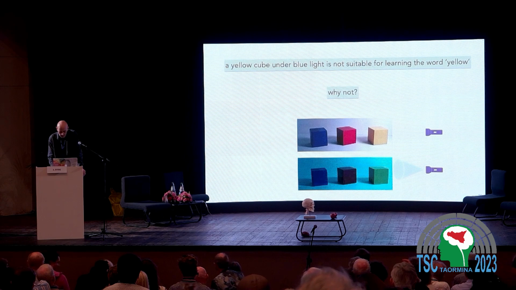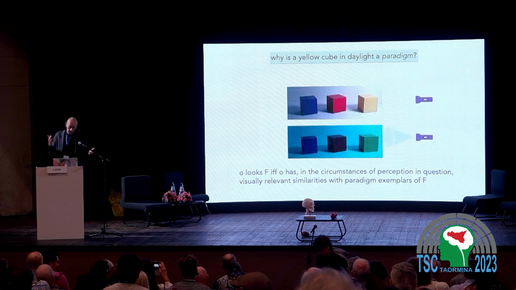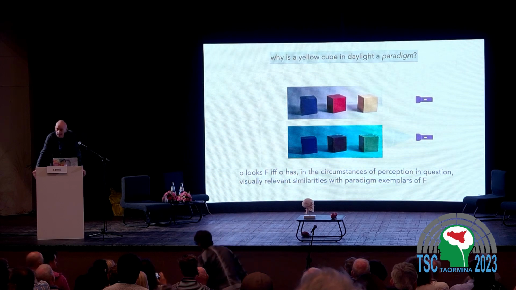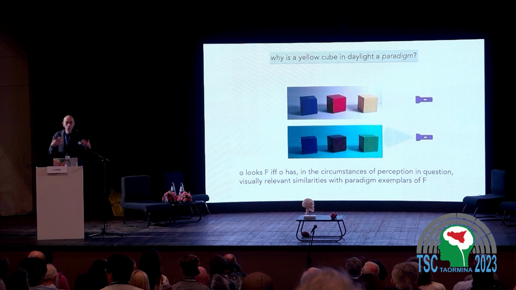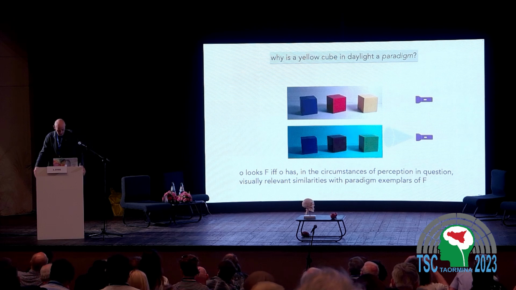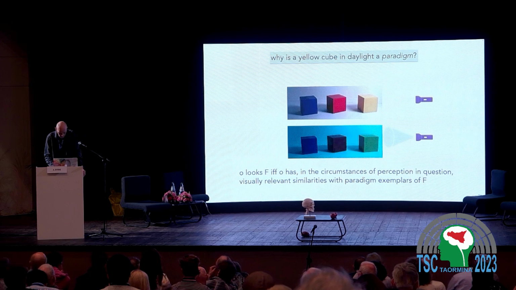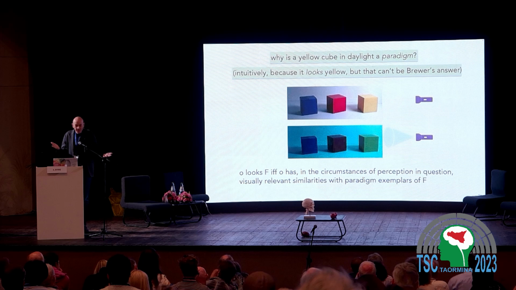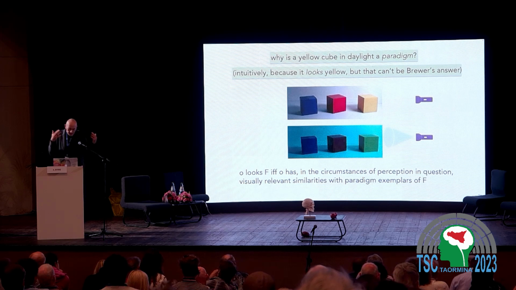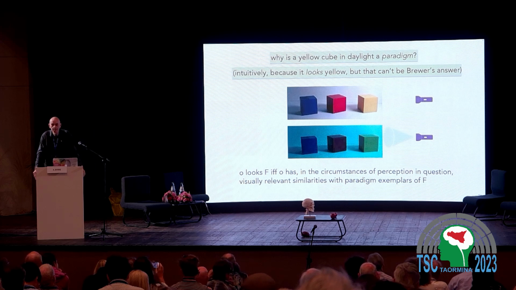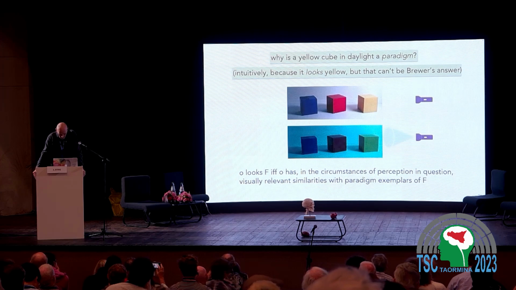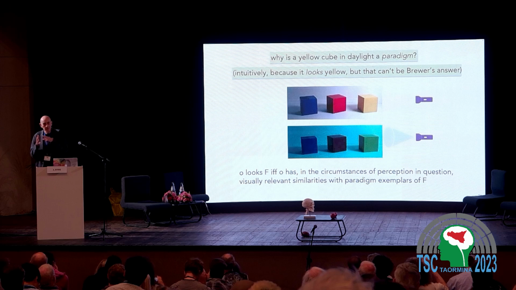Now, why not? Or to put it another way, why is a yellow cube in daylight a paradigm of yellowness? Why is that something that you could use to teach someone the meaning of the word yellow? Well, intuitively, the obvious answer is, well, because it looks yellow, right? The cube on the top looks yellow. The yellow cube on the bottom doesn't look yellow, it looks green. That's why the cube on the top is the paradigm of yellowness and not the cube on the bottom. But that, of course, can't be Brewer's answer because he can't appeal to the very notion that he's supposed to be analyzing.